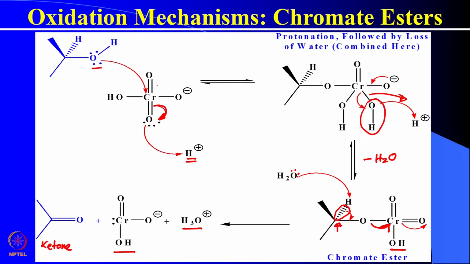If you see here, the oxidation state of chromium is 6, and in this case the oxidation state of chromium is 4. So there is a reduction of the chromium reagent, whereas the substrate is oxidized.